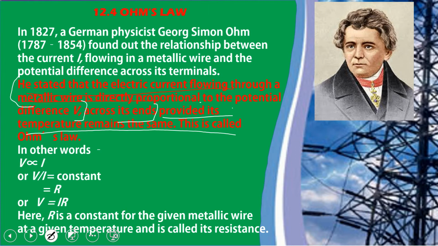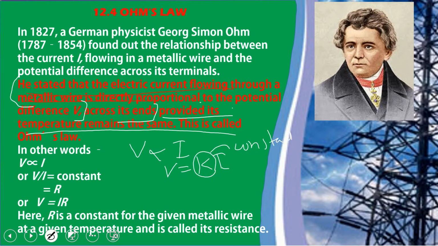Now mathematically, how can we put it? You know that V is directly proportional to I. So we can write this as V is equal to K I. What is K? K is a constant.